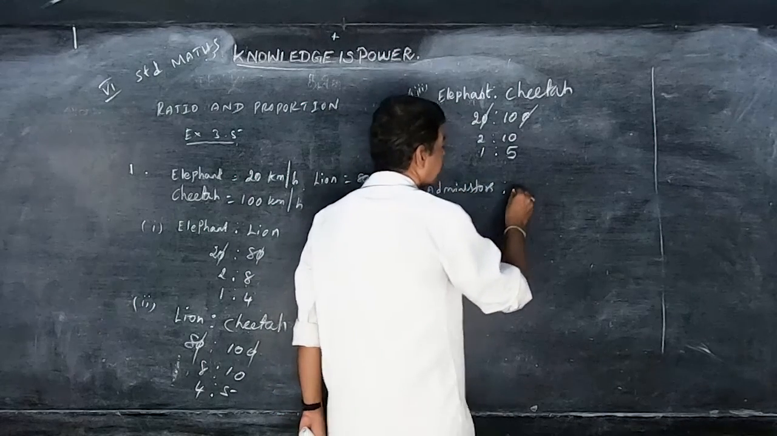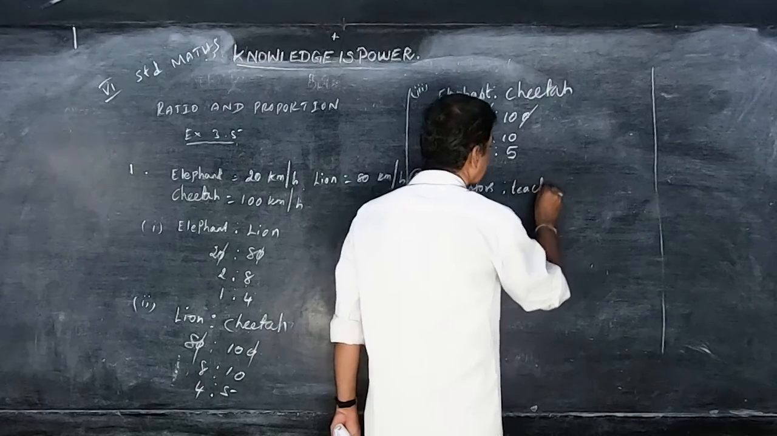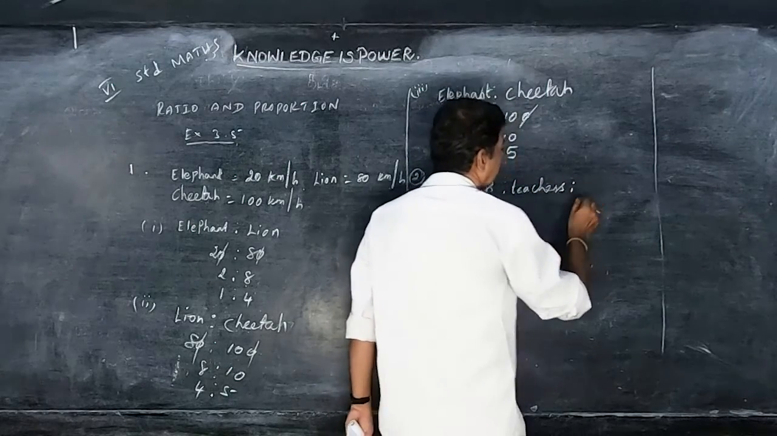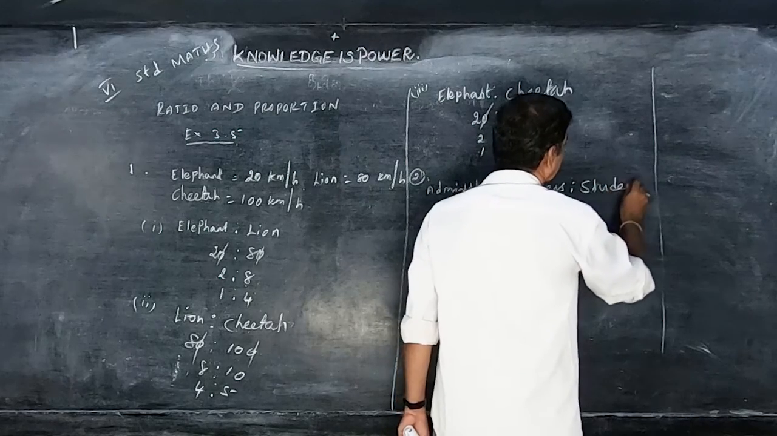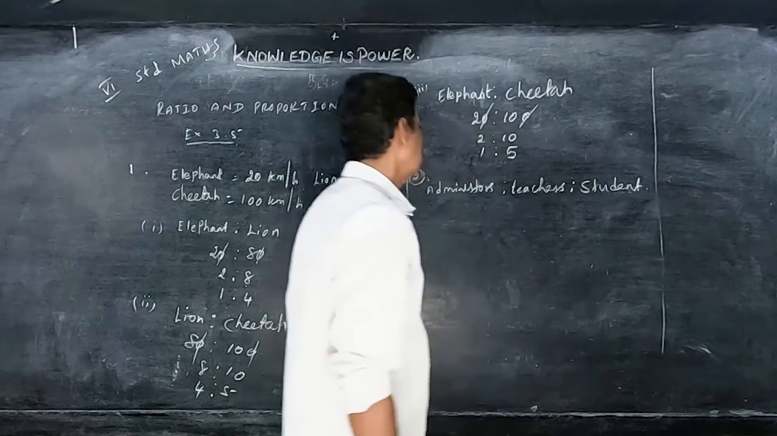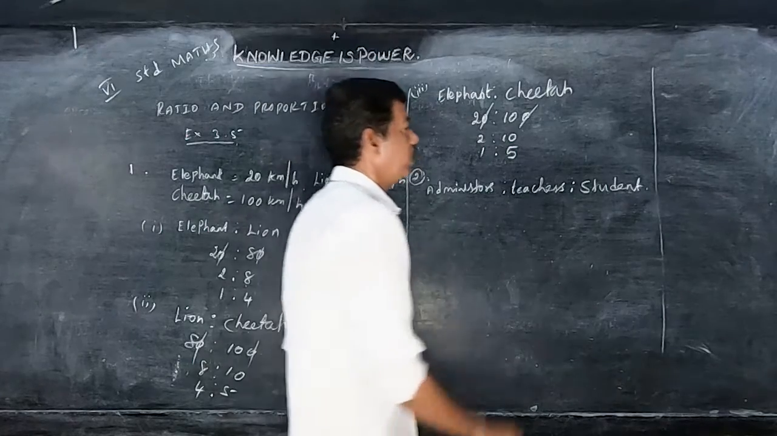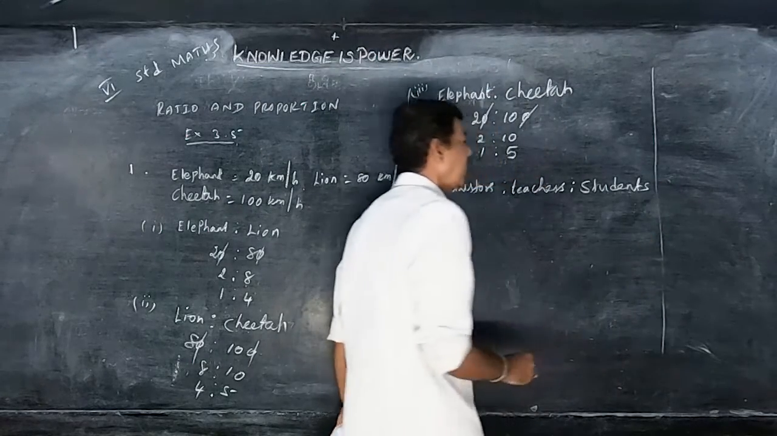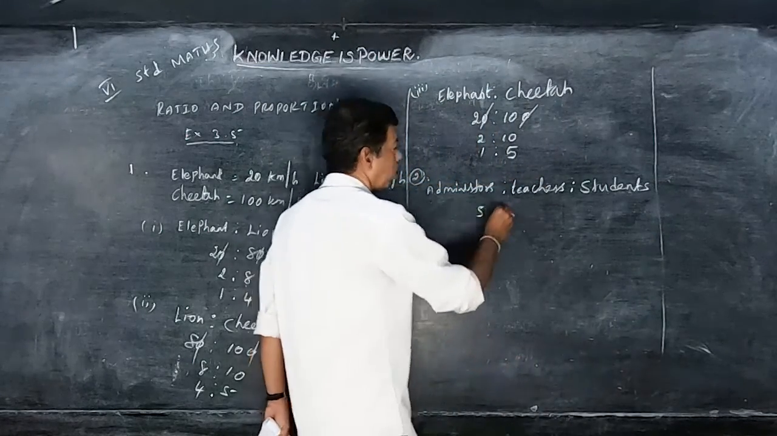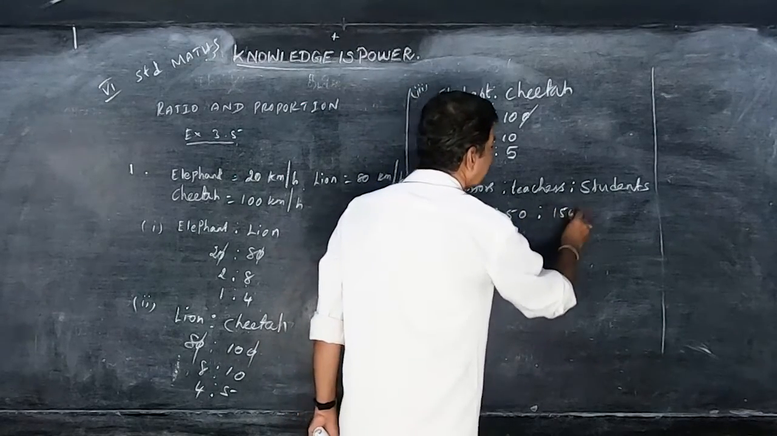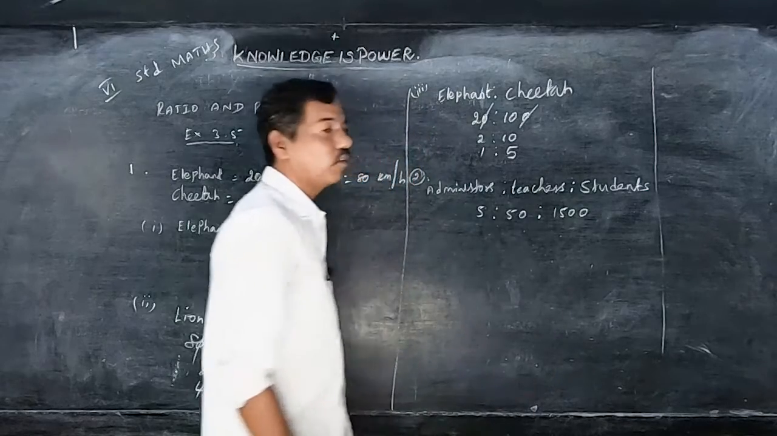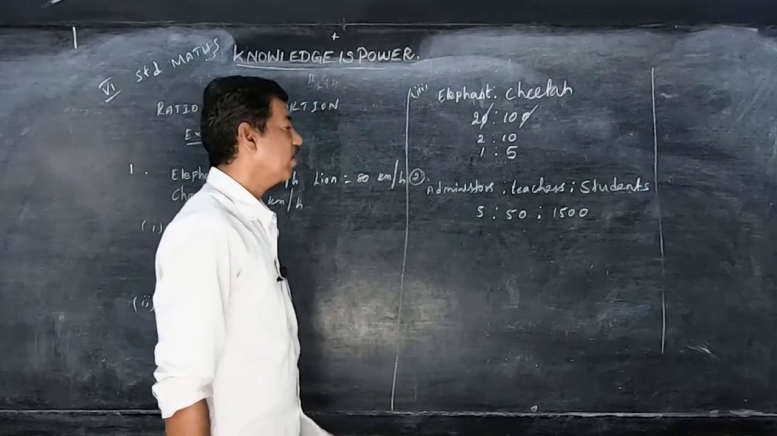Administrators, teachers, and students. How many administrators are there? 5. How many teachers are there? 50. How many students are there? 1500. First you form this, okay, in the smallest ratio.